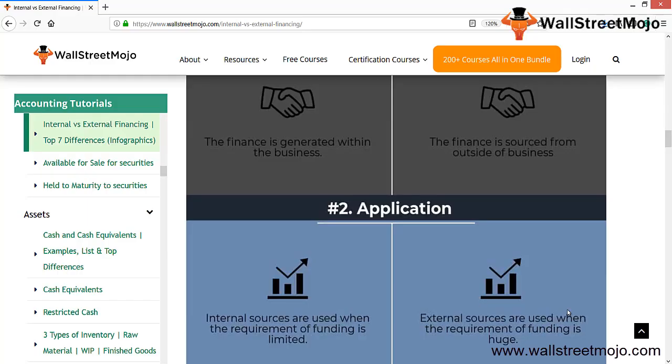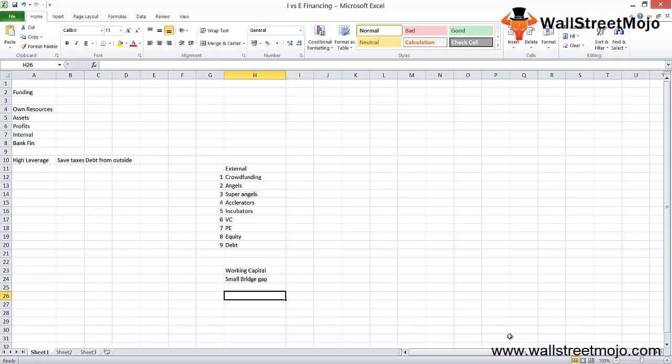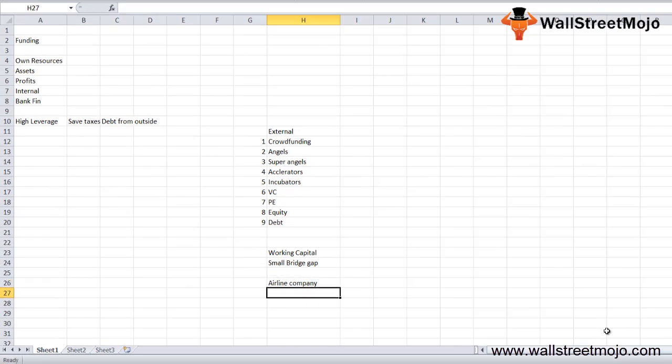And external sources are used when the requirement of the funding is huge. For example, let's say there's an airline company that really wants to buy a plane, or an engine from GE, or some landing gears, which are capital intensive assets. For the same you need funding, and for the majority they go for banks or the financial institutions.